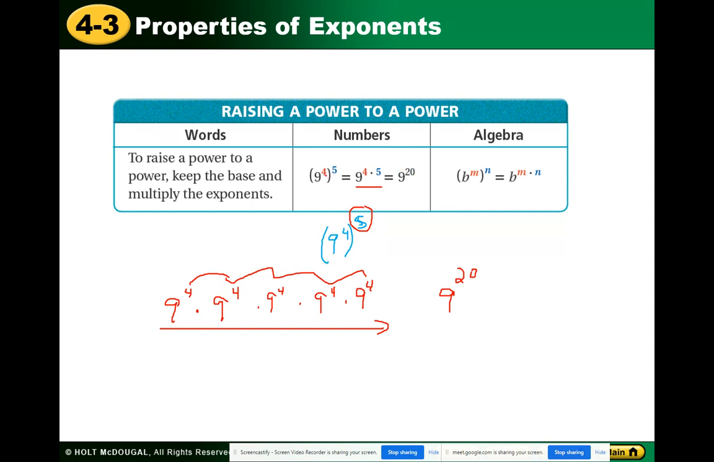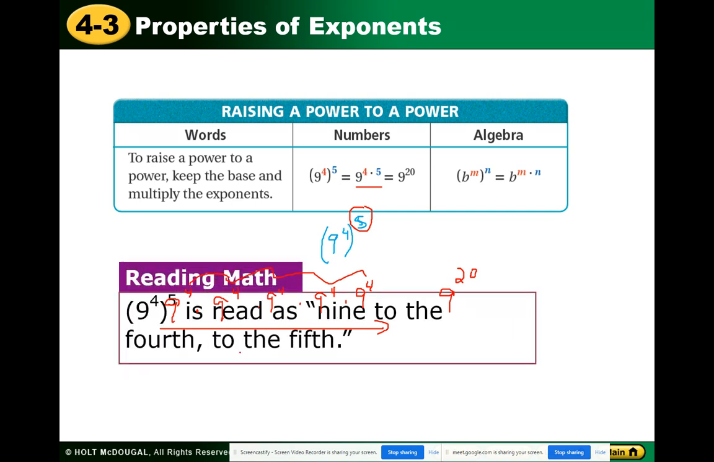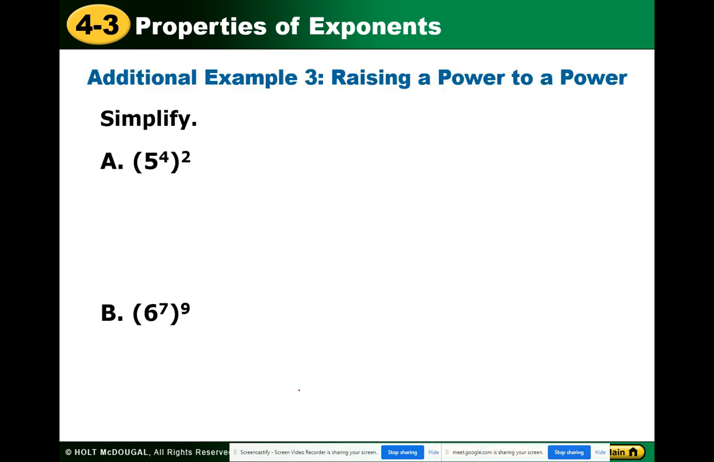I think it was Michaela there, or maybe it was Natalie. 9 to the 4th to the 5th power. So an exponent taken to an exponent means we multiply the exponents. Okay? So I'm going to get rid of this so we can read that real quick. It is read as 9 to the 4th to the 5th. Sounds a little weird.